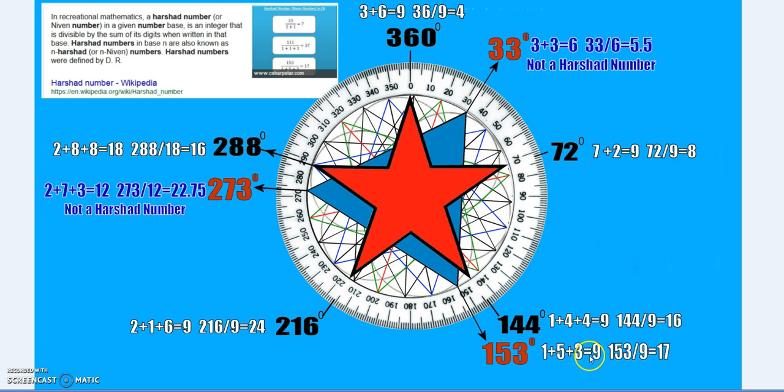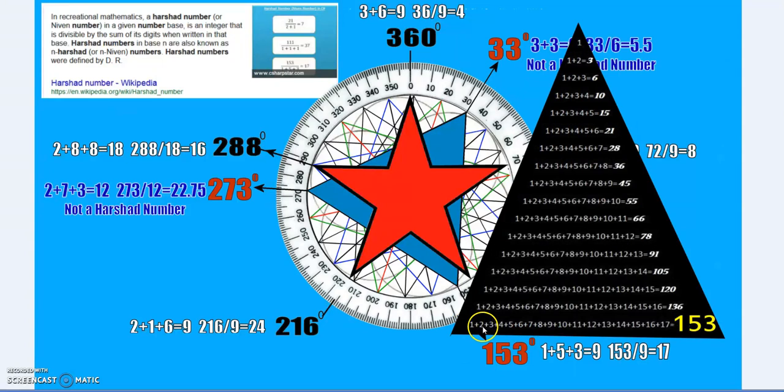1 plus 5 plus 3 is 9. 153 divided by 9 is 17. So 9 times 17. So all the 9 times tables. So 1 times 9 is 9, obviously. 2 times 9 is 18. 1 plus 8 is 9. 3 times 9 is 27. 2 plus 7 is 9. 9 times 4 is 36. 3 plus 6 is 9. 9 in base 10 has this special quality where the digits will always reduce back down to a 9. So that's one of the reasons why this is happening, and it's just one of those built into base 10.